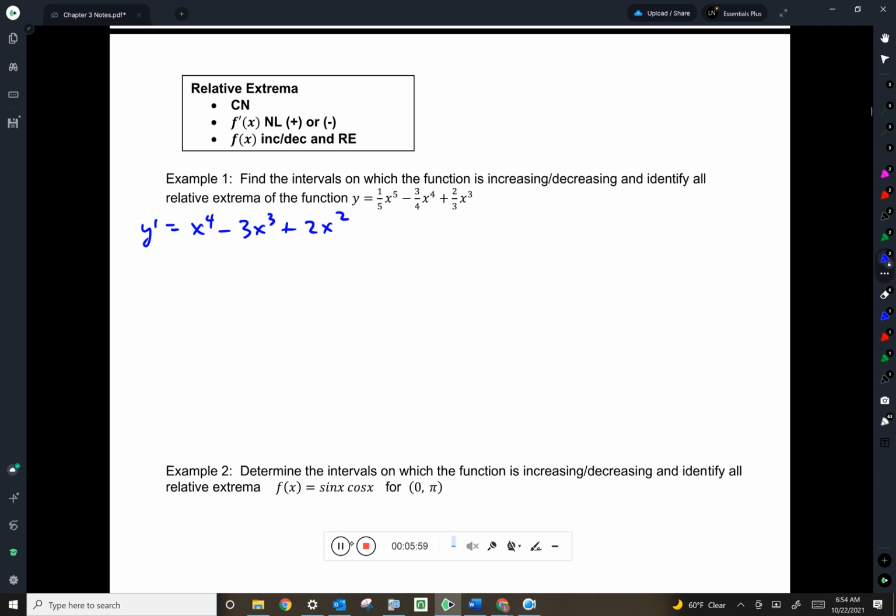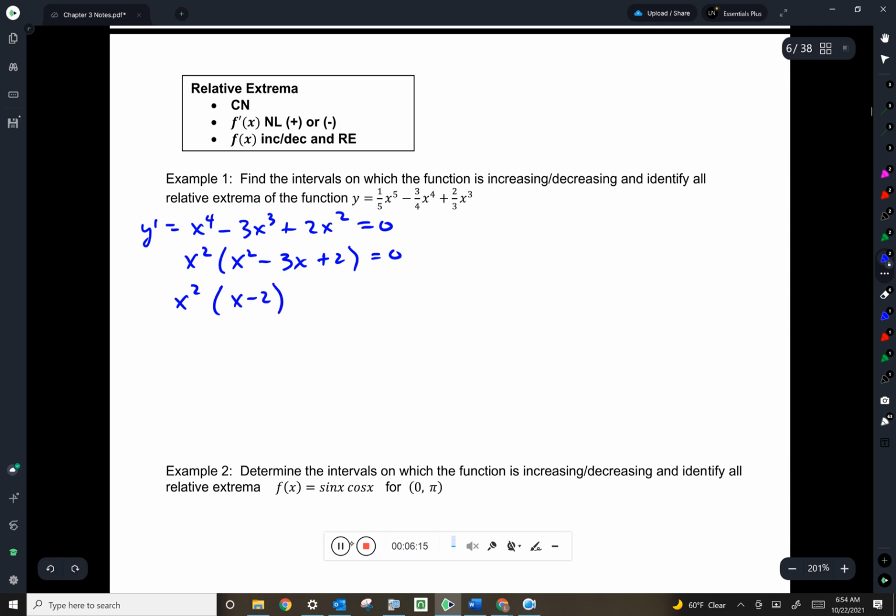If I want to find the critical numbers, I want to set this equal to 0. And so I think I'll factor out an x squared. Then see if I can keep factoring, trying to find the zeros. So I think x minus 2, x minus 1. Okay, so I know I have critical numbers at x equals 0, x equals 2, and x equals 1. That we did the other day.